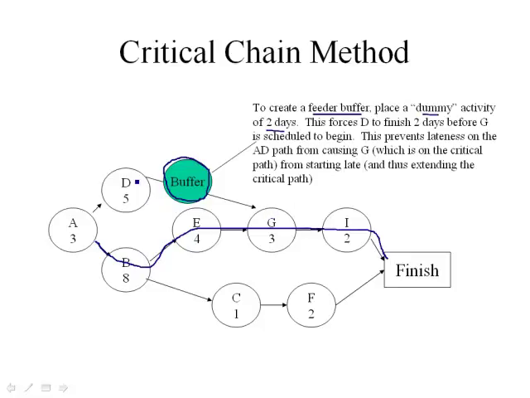Even if something goes wrong on D, as long as we can get it resolved within 2 days, we're going to be okay, and it's not going to have an impact on activity G.